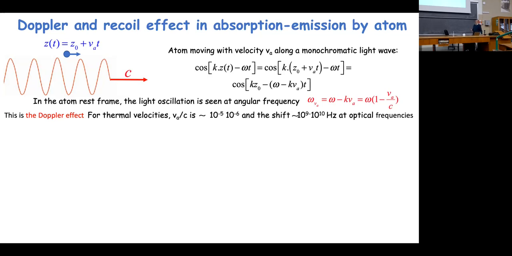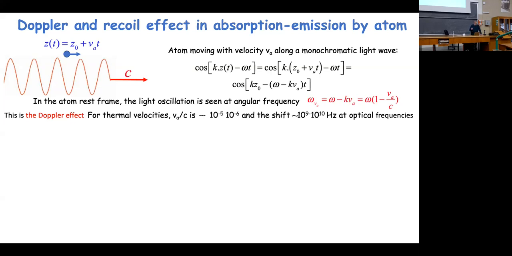Now, v over c, usually for atoms at room temperature, is of the order of 10 to the minus 6: 300 meters per second compared to the 300,000 kilometers per second of light. Which means that delta nu is of the order of 10 to the minus 6 times the frequency, which is of the order of the gigahertz for optical transitions.